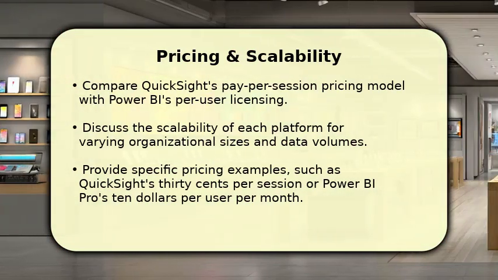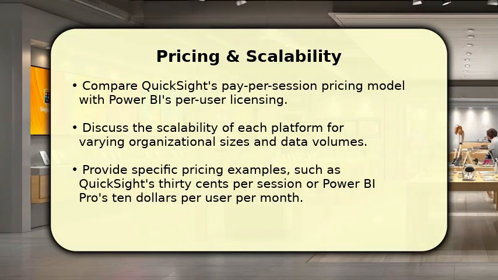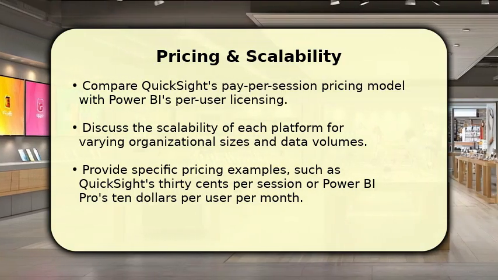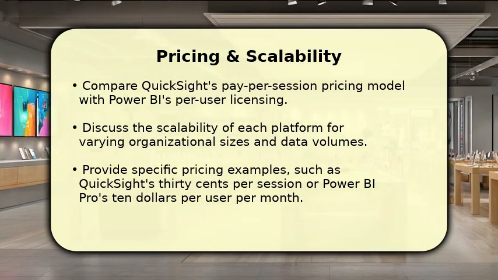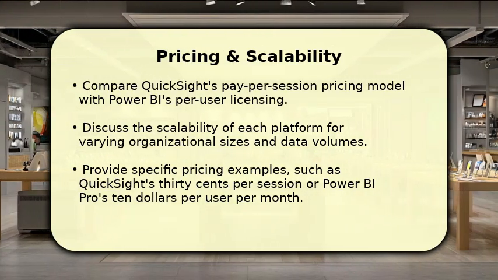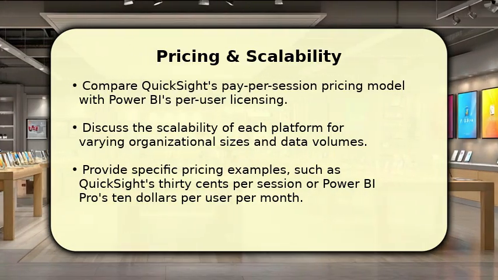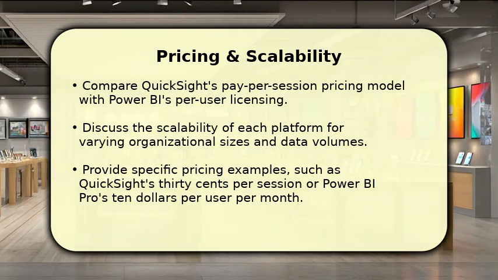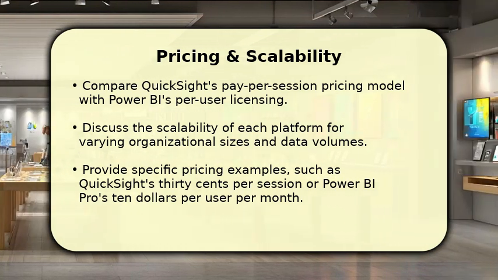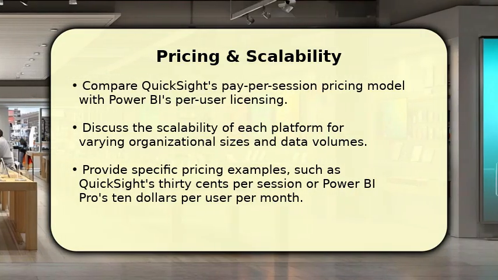Regarding pricing, QuickSight offers a unique pay-per-session model, starting at just 30 cents per session after a free tier, making it cost-effective for infrequent users. It scales effortlessly with your AWS infrastructure. Power BI typically uses a per-user license model, with Power BI Pro costing $10 per user per month and Premium offering more advanced features and capacity. This model is often preferred for consistent, high-volume usage within an organization.